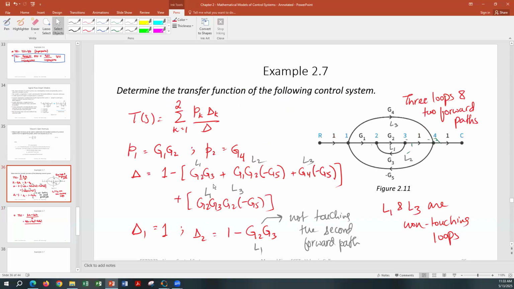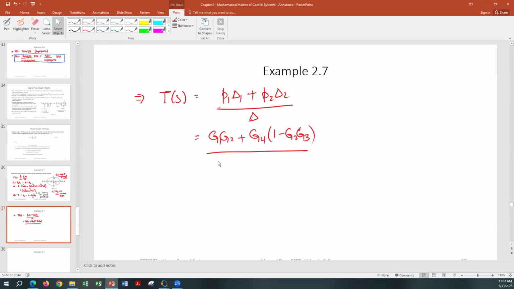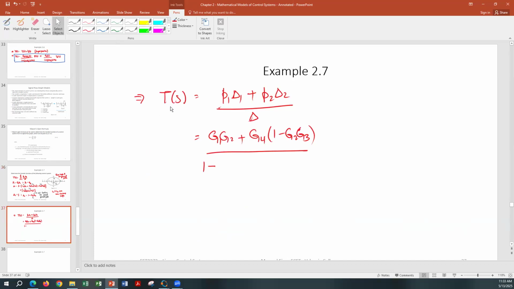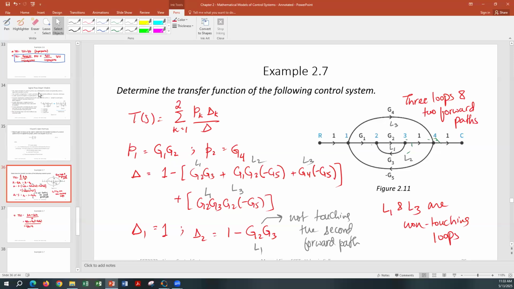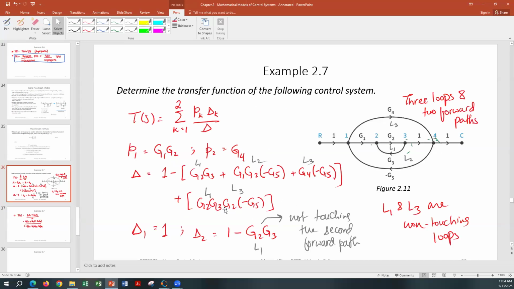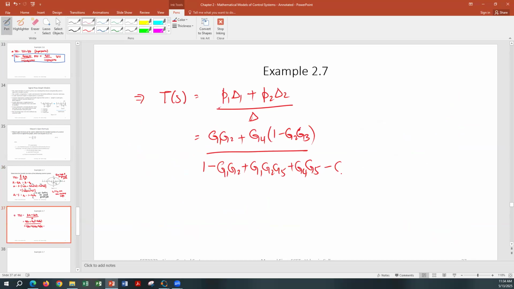And delta is 1 minus this plus this. I don't want to write all those things. 1 minus G1 G2 plus G1 G2 G5 plus G4 G5, and plus or minus G2 G3, G2 square G3 G5, minus G2 square, and that is going to be the transfer function of your system.